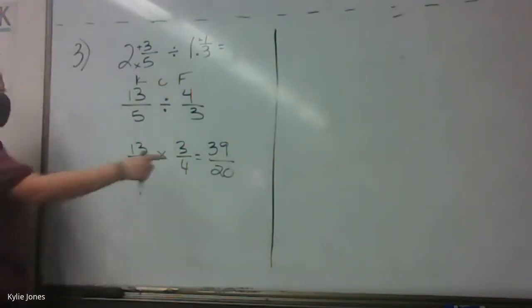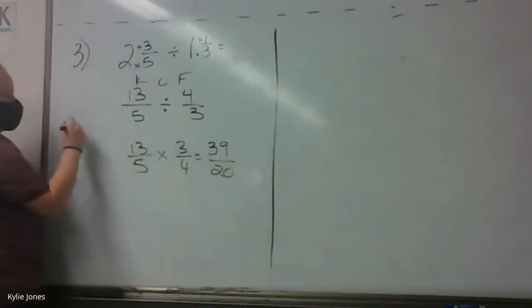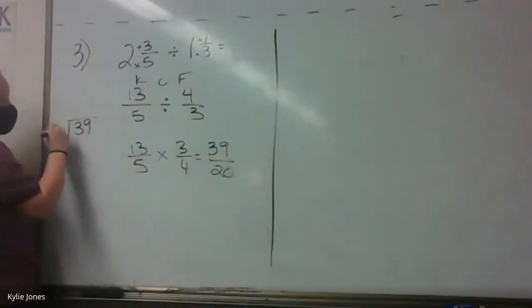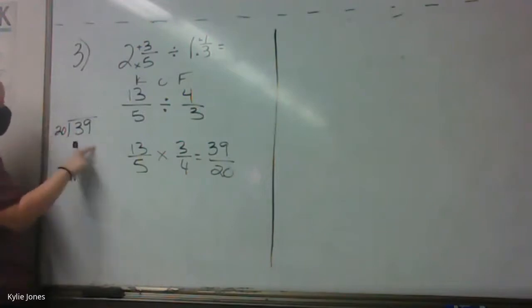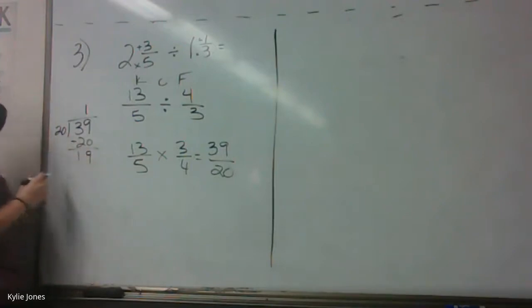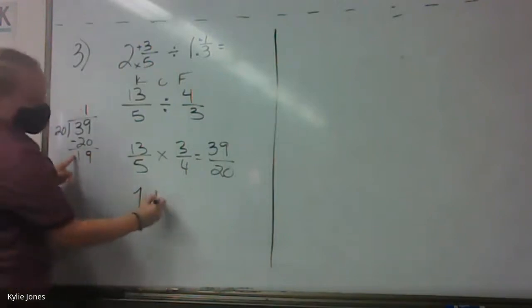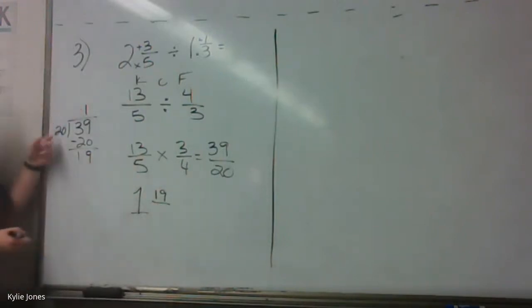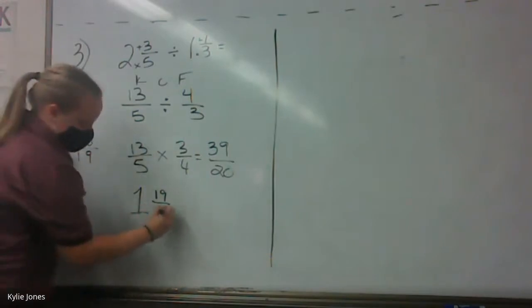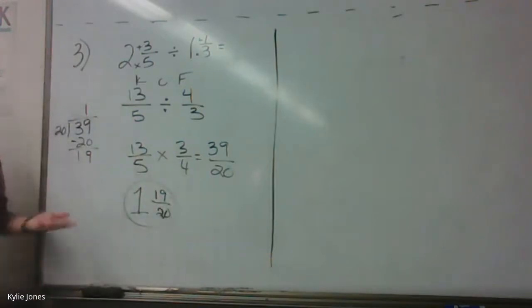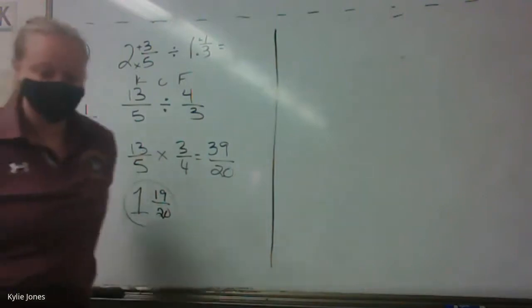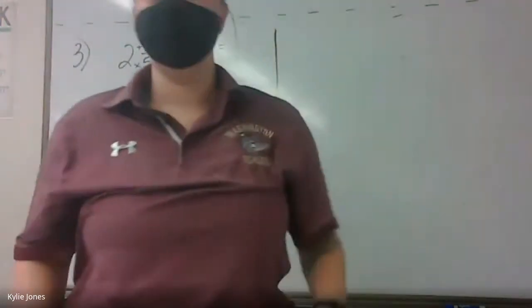Gotta simplify still. Take your top number, divide it by the bottom because it's improper. 39 divided by 20. How many times does it go in? 1 time. Subtract. Get 19. So we have 1 as our whole number. 19 is our new numerator. And the number we divided by, 20, is our denominator. And that's our answer. You can't simplify 19/20. So 1 and 19/20. How'd you guys do? You guys do good too?